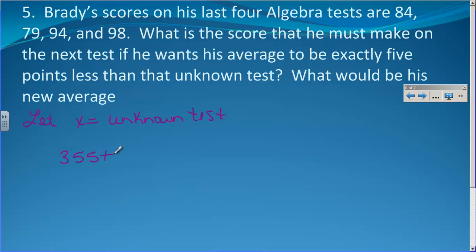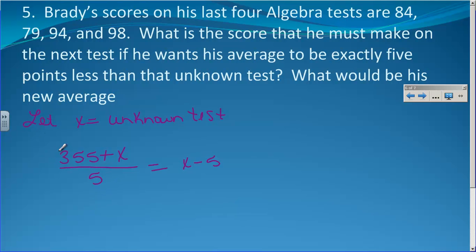To that, we have to add test number 5. So this is tests 1, 2, 3, and 4 plus test number 5. To find whatever that average is going to be, I have to divide by 5 because there are 5 tests now. That needs to equal, because we want his average to be 5 points less than the unknown test, x minus 5. We now have an equation we can solve to find out what that unknown test needs to be, because that's the first question.